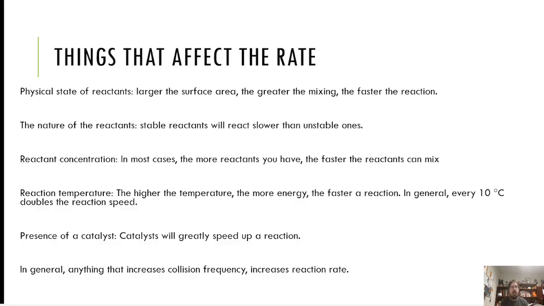A catalyst. If you have a catalyst, the catalyst will greatly speed up a reaction. We'll talk more about that later. But it all comes down to anything that increases the number of collisions will increase the rate. Large surface area, more collisions. Higher concentration, more collisions. Higher speed, more collisions. A catalyst just holds things together, allows them to collide better.